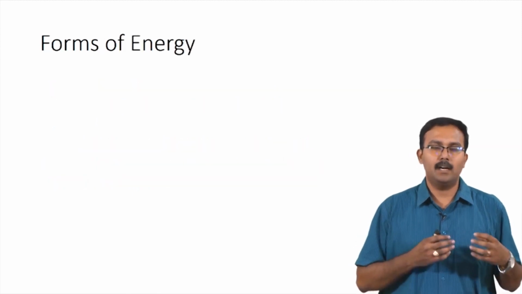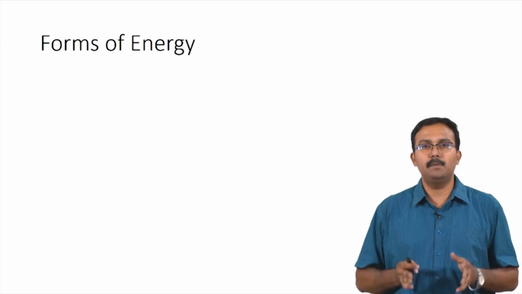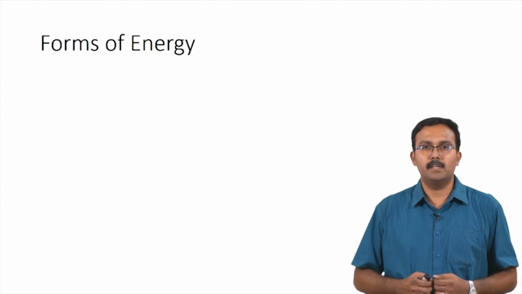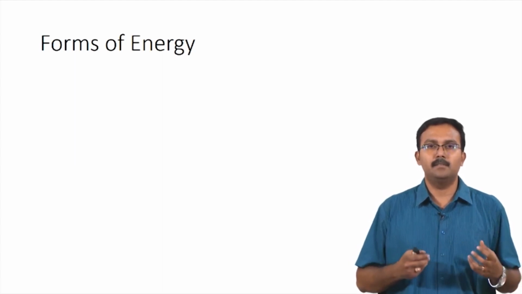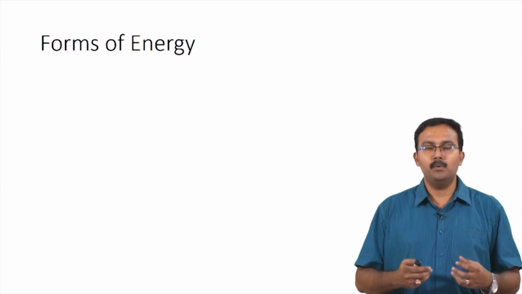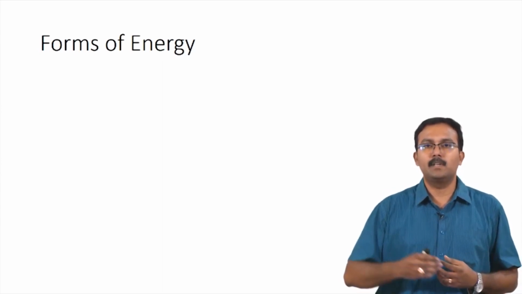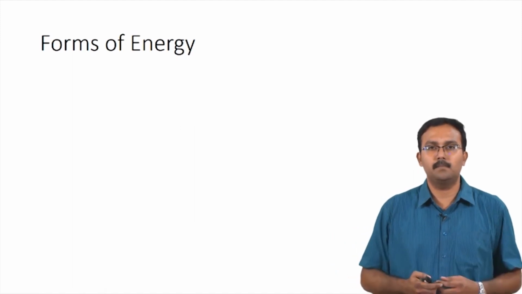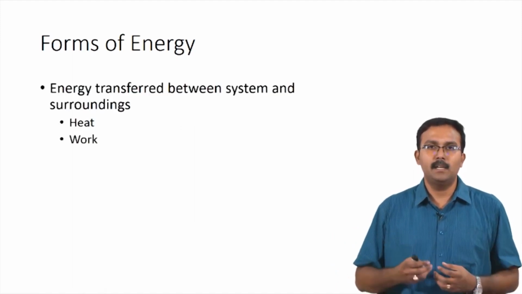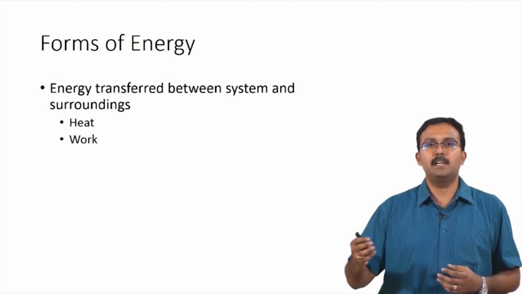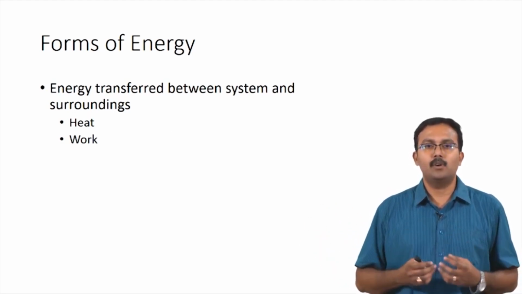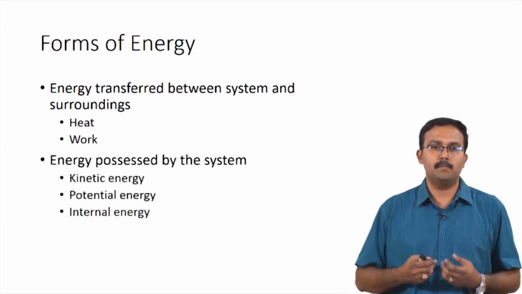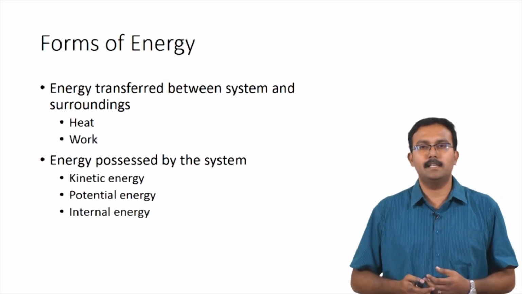Now that we have understood what our constraints will be for performing energy balances, let us refresh the different forms of energy. So, we classified the forms of energy based on how the energy is used either to transfer between the system and the surroundings, or if it is an inherent energy possessed by the system. The different types of energies which are used to transfer energy between the system and the surroundings are called heat and work, and the inherent energies possessed by the system are kinetic energy, potential energy and internal energy.